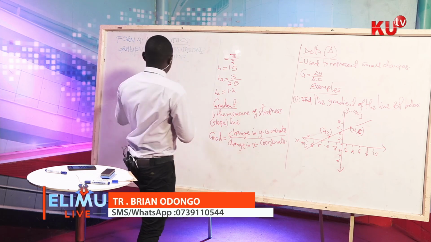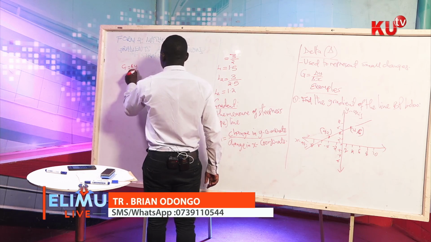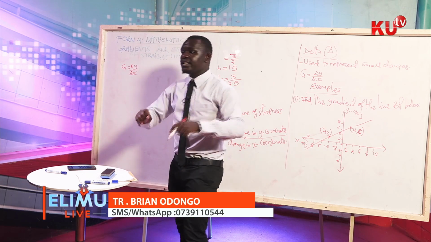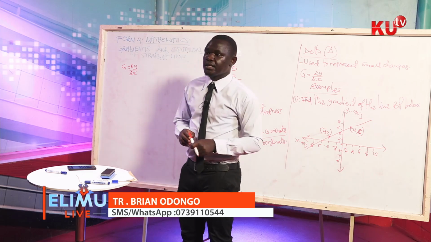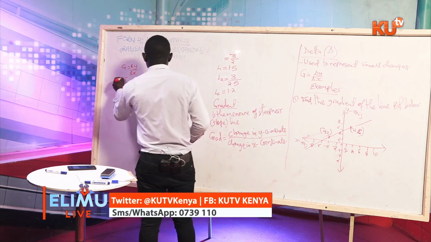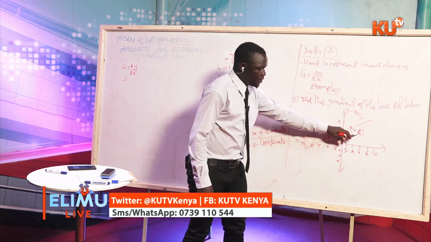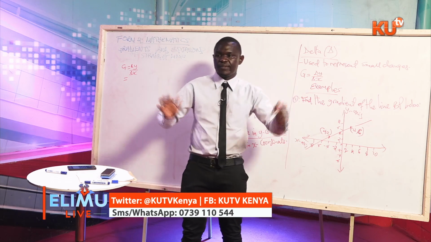So now, after you've gotten your points, you come and evaluate how to get your gradient. You simply say that gradient is change in y over change in x. When I'm talking about change in y, it is the change in the y coordinates over the change in the x coordinate. So now let's look. My y coordinate here is 8, my y here is 2. So the change is the difference between the two.